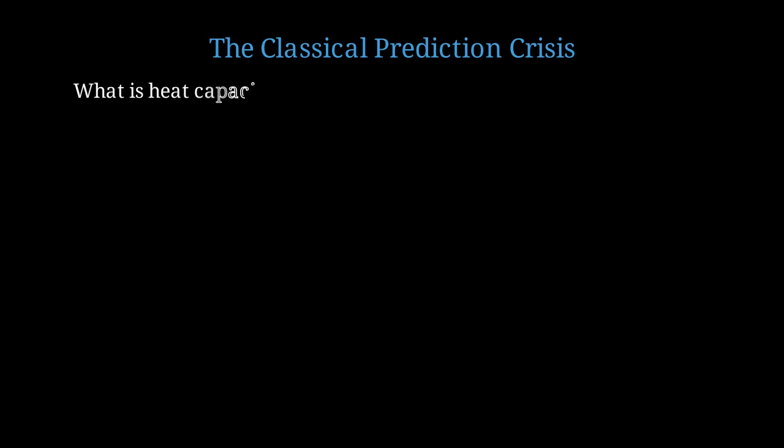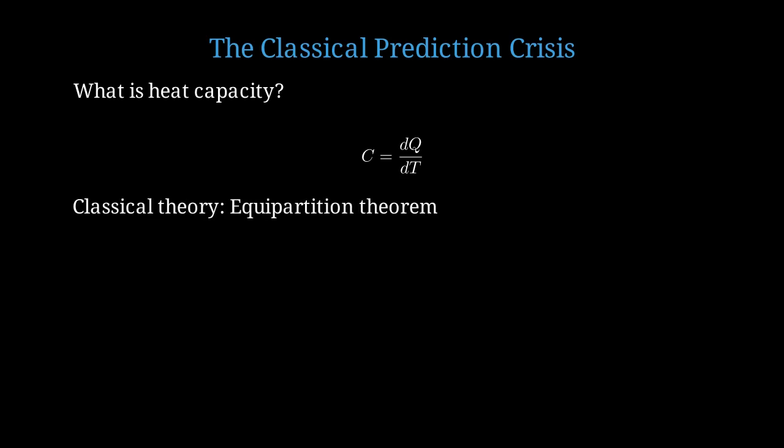First, let's understand what heat capacity means. Heat capacity is the amount of energy needed to raise the temperature of a substance by 1 degree. Mathematically, heat capacity C equals the change in heat dQ divided by the change in temperature dT. According to classical physics, specifically the equipartition theorem, each particle should contribute 1/2 kBT of energy per degree of freedom. The average energy equals 1/2 times Boltzmann's constant kB times temperature T per degree of freedom.